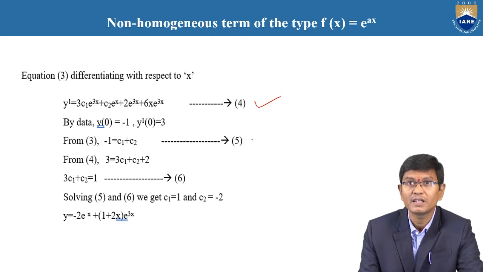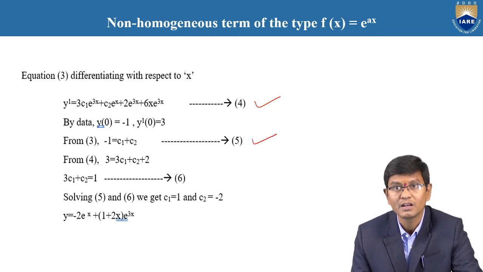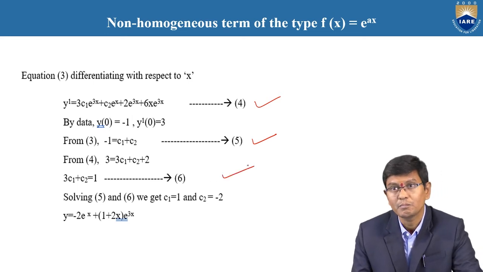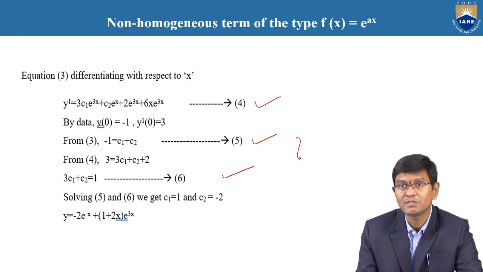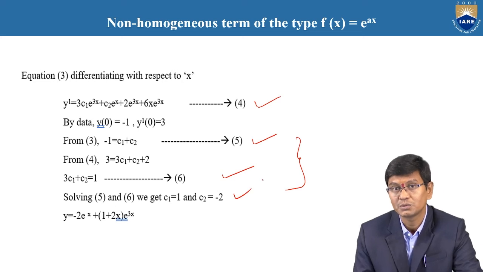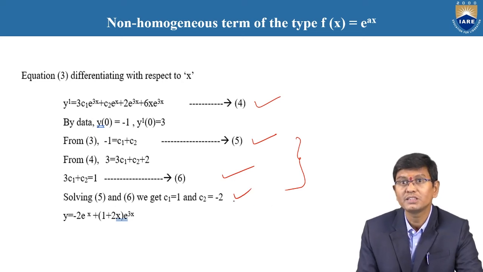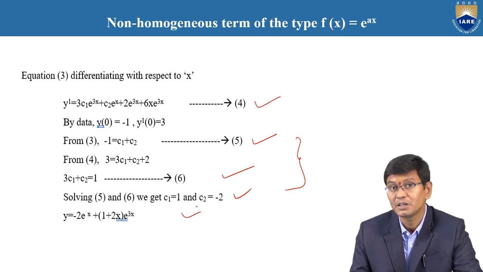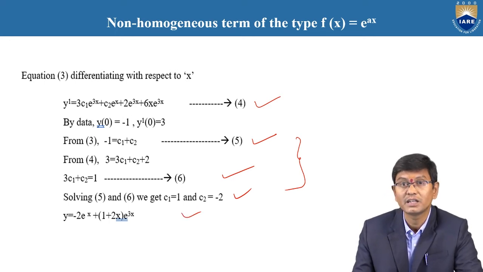Here further we obtain c1 plus c2 is equal to minus 1 and 3c1 plus c2 is equal to 1. By solving the fifth one and sixth one, you eliminate c1, c2. Therefore, c1 is equal to 1 and c2 is equal to minus 2. Hence, the total solution of the given differential equation is y is equal to minus 2 into e power x plus 1 plus 2x into e power 3x, which is the final solution.